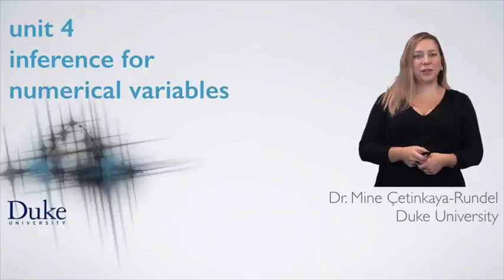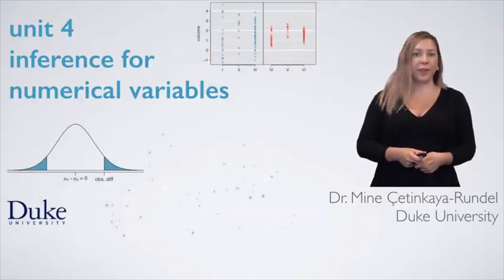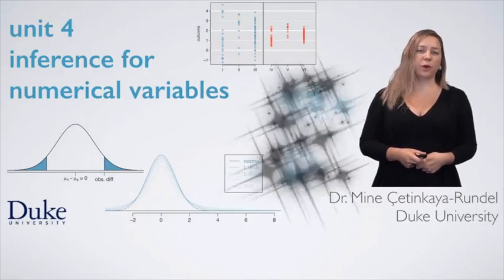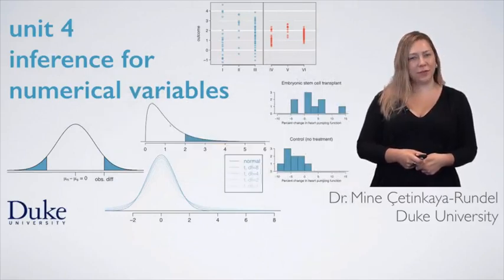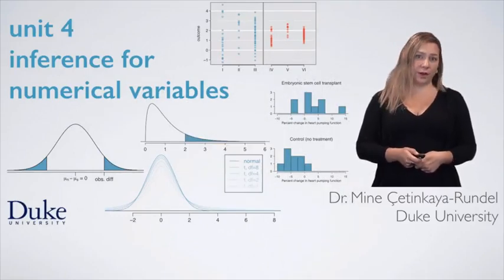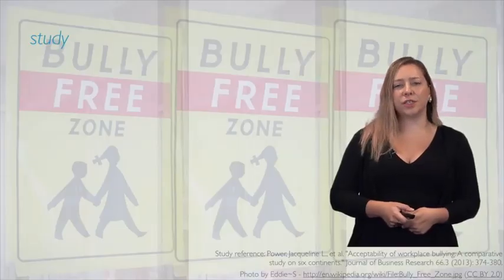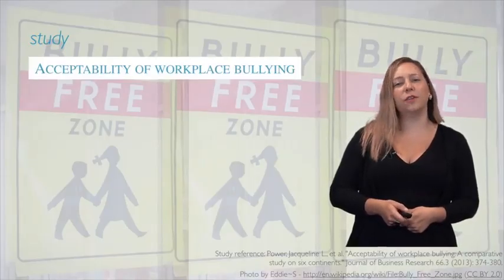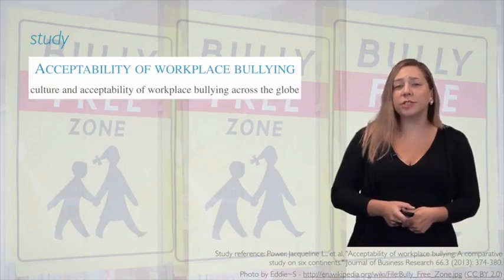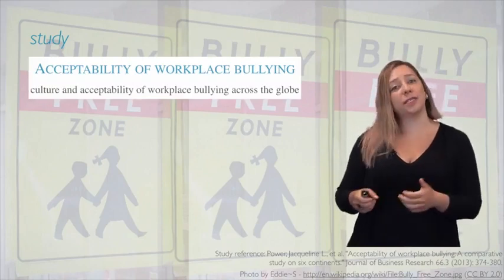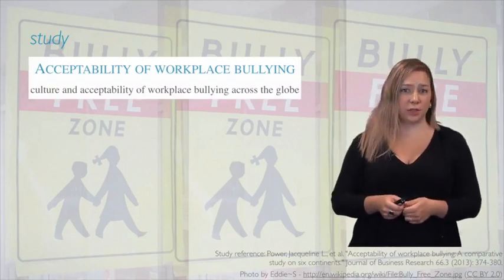Welcome! We're on to Unit 4, Inference for Numerical Variables. In this unit, we build upon the framework from the previous unit for statistical inference with a focus on numerical variables. We'll motivate our discussion with a study titled Acceptability of Workplace Bullying, which explores the relationship between culture and acceptability of workplace bullying across the globe.